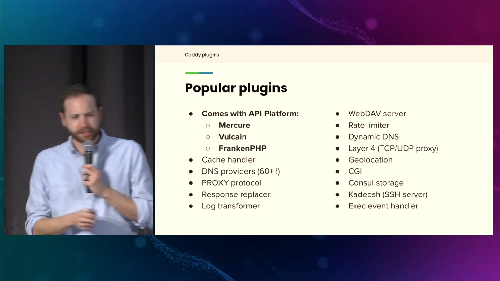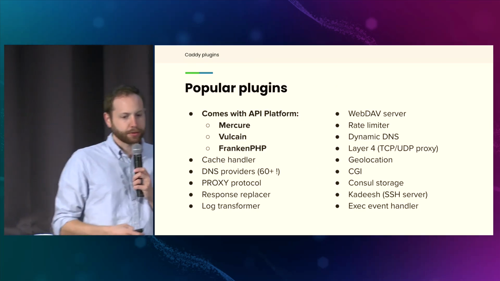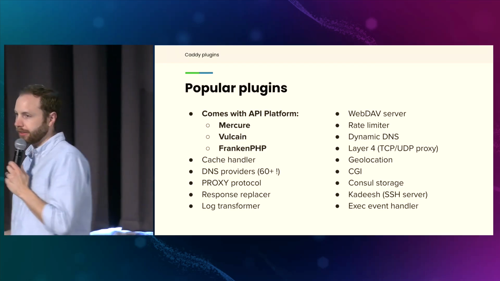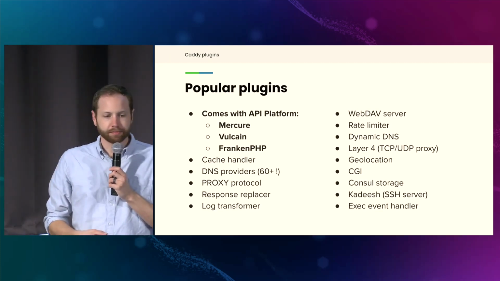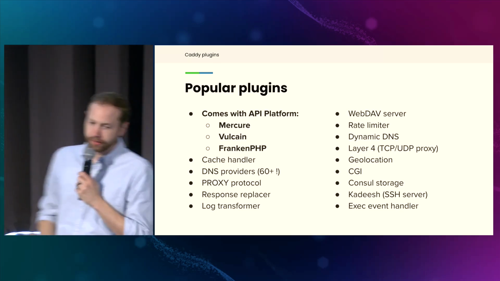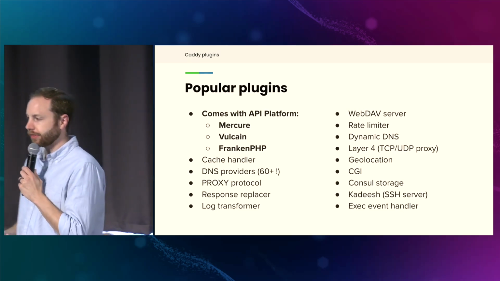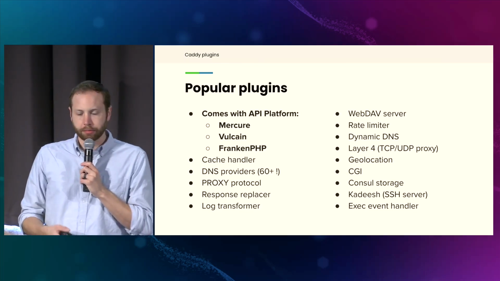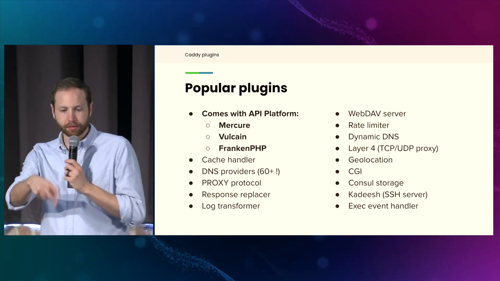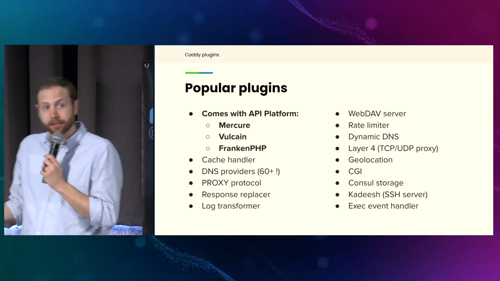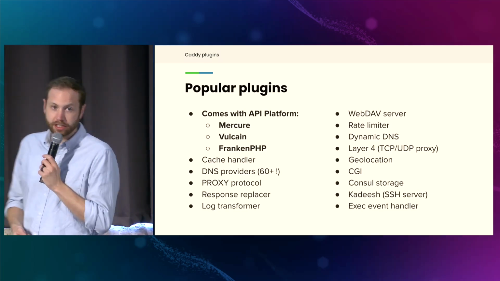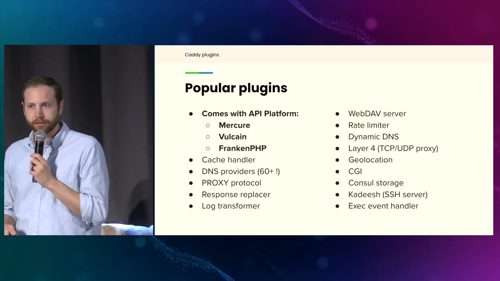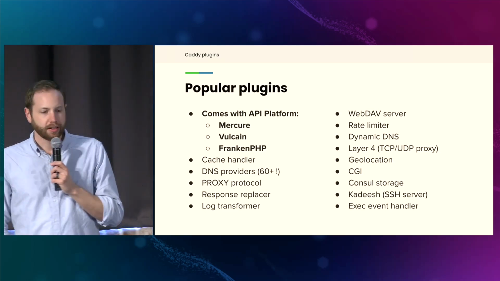And there's a ton of plugins. API Platform itself comes with several: Mercure, Vulcain, FrankenPHP that power your API Platform sites. But you can also add others. If you want server-side caching, the DNS providers are useful if you're interacting with your DNS records at all. You can replace content in responses. I'm not going to go through all these, but rate limiter, TCP proxy if you need that for things other than HTTP. We even have an SSH server or event handlers if you need to execute commands when Caddy does something. There's all sorts of things.